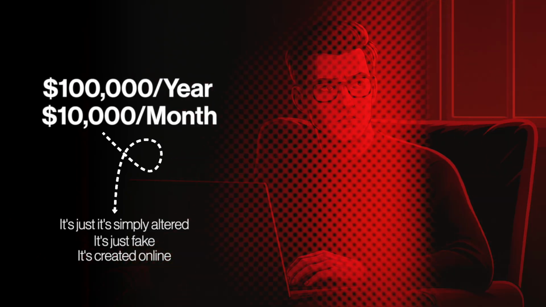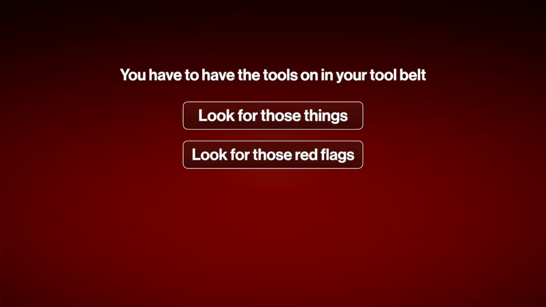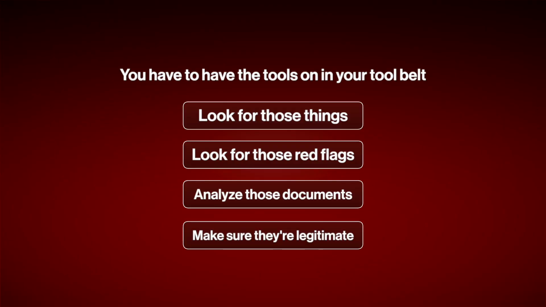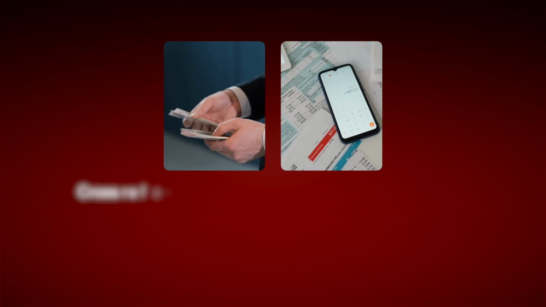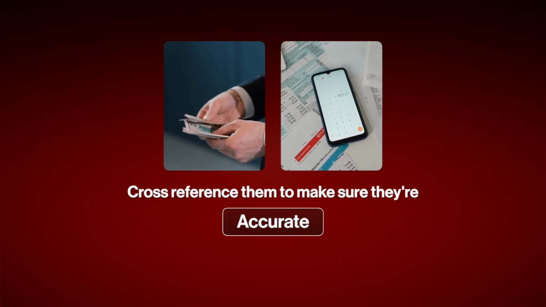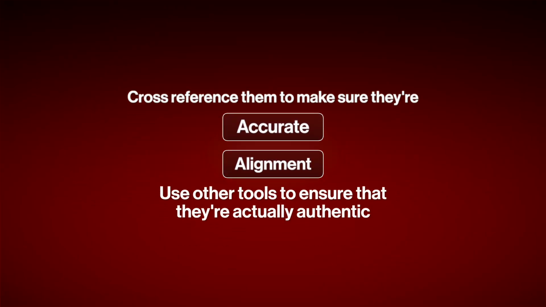It's created online. Same thing with their bank statements, and there's technology even to match fake bank statements to fake pay stubs and create fake both of them to show fake deposits, fake income. And so you have to have the tools in your tool belt to kind of look for those things, look for those red flags, analyze those documents and make sure they're legitimate, because you should know that that's on the rise. And so it's not enough for someone to say they make the income. You have to take additional steps to verify that it's actually true. So we actually look at their pay stubs and bank statements, cross-reference them to make sure they're accurate in alignment, and use other tools to ensure that they're actually authentic.